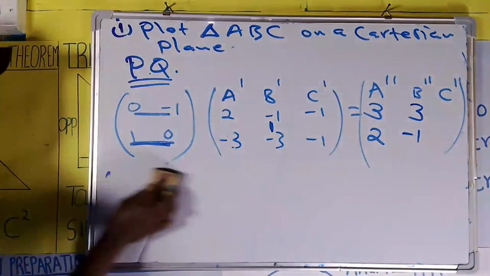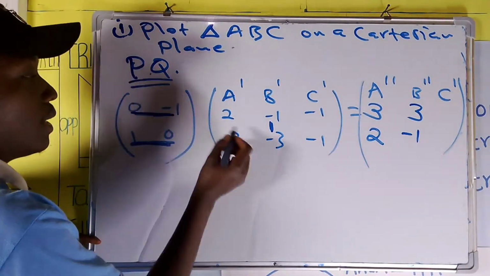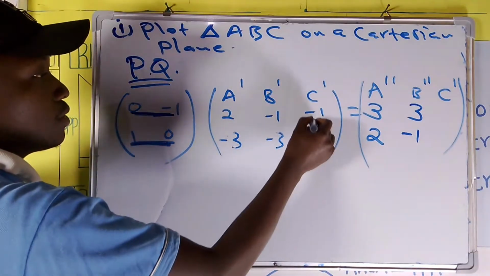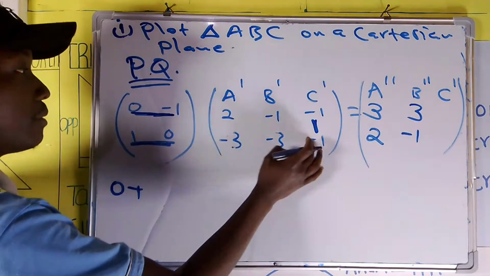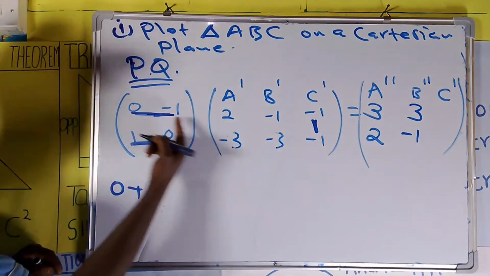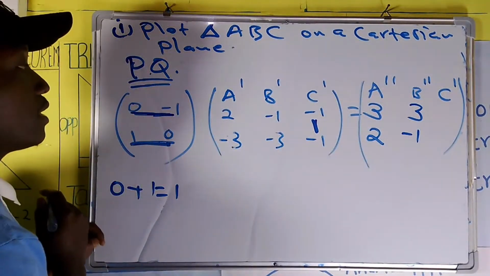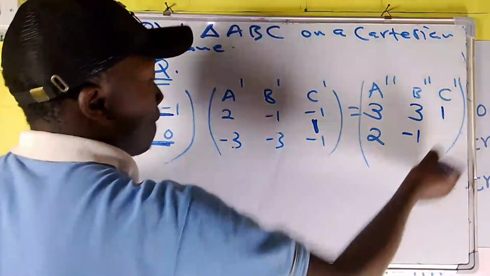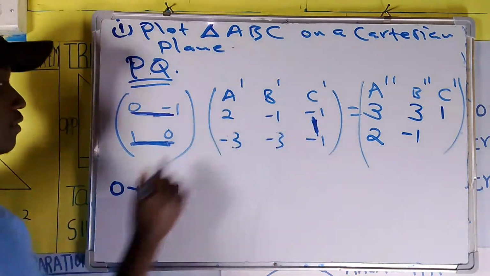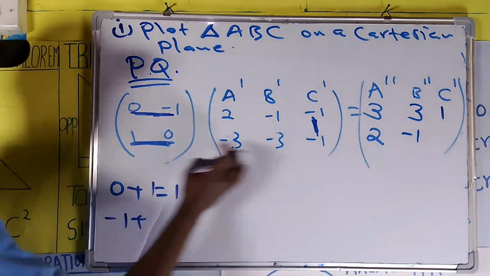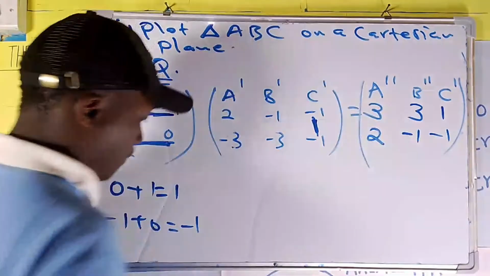Then this one and this one. 0 times -1 is 0, plus -1 times -1 is 1. So negative times negative is positive, so that will be equal to 1. Then the second one, it is this one and this one. 1 times -1 is -1, plus 0 times -1 is 0. That will give us -1.